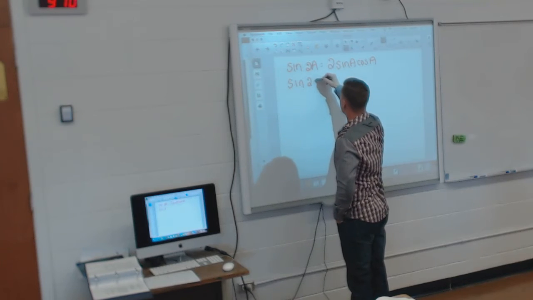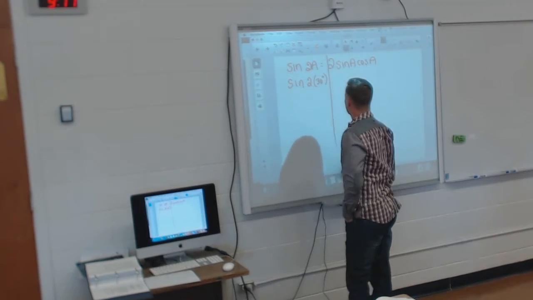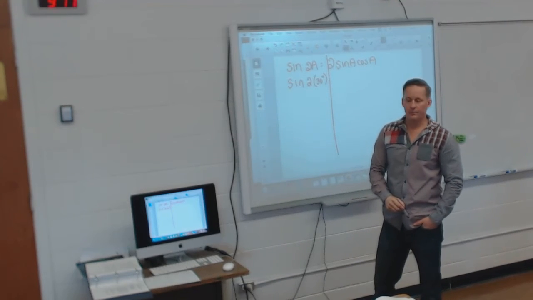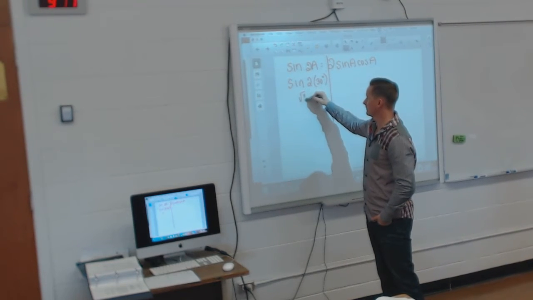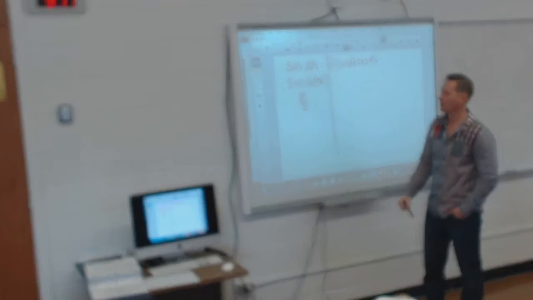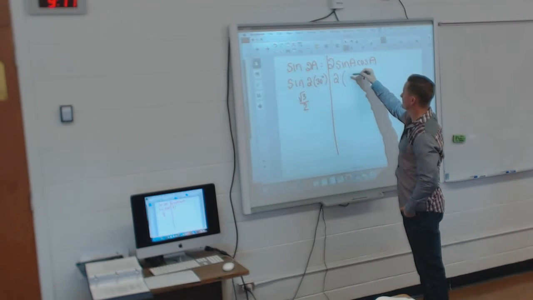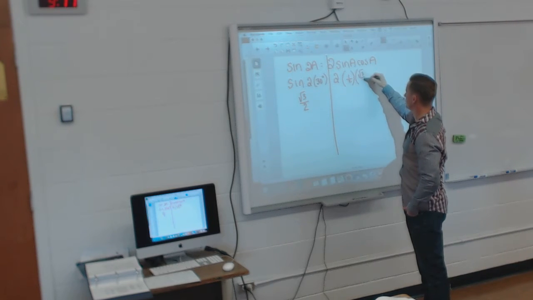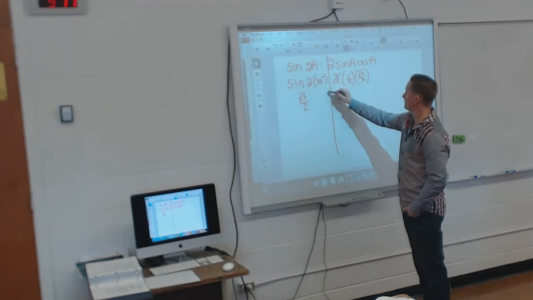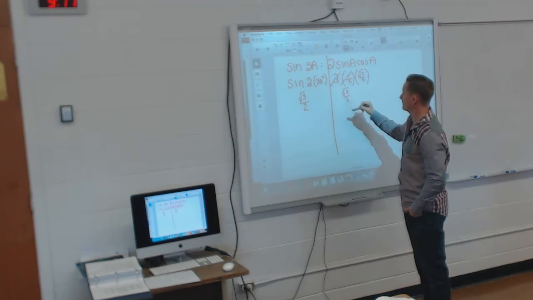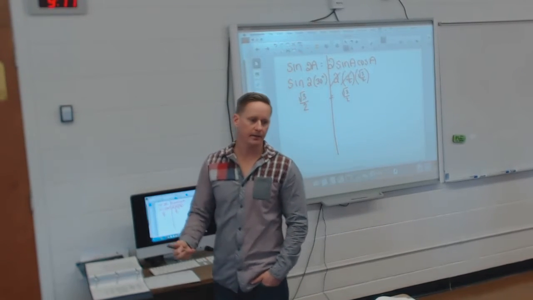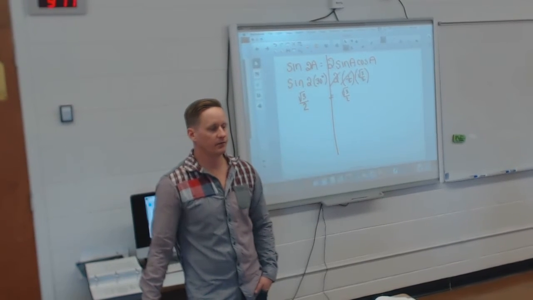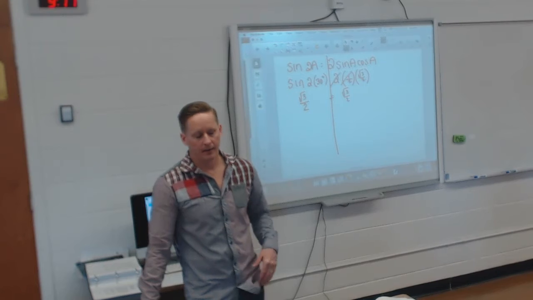So let's show an example of this. Let's use 30 degrees. Two times 30 is 60. The sine of 60 is root 3 over 2. Now, 2 times sine of 30, which is one half, times cos of 30, which is root 3 over 2, gives half times root 3 over 2 times 2, which is root 3 over 2. This is called the double angle identity. You guys follow that?